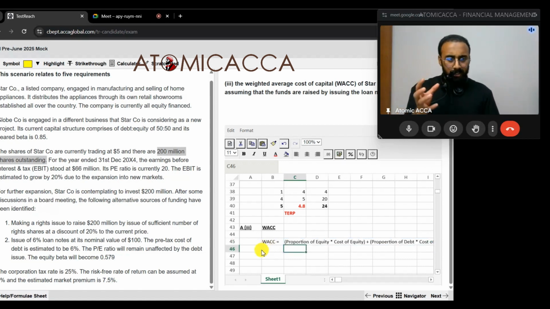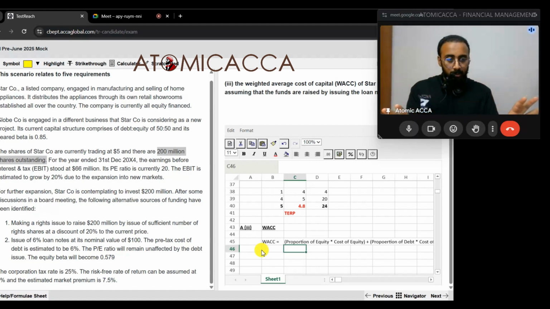So the idea is very simple. Whatever different finances we have, we need the proportion of that and the cost of that. The next finance, proportion of that, cost of that. Next finance, proportion of that, cost of that. So we just keep on repeating this. If you have 10 finances, we are going to repeat this 10 times.